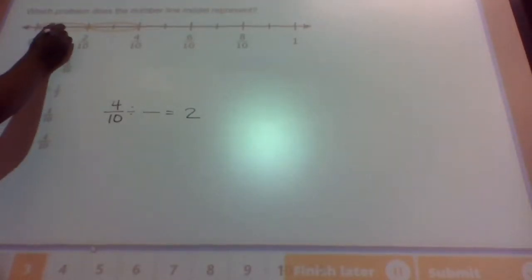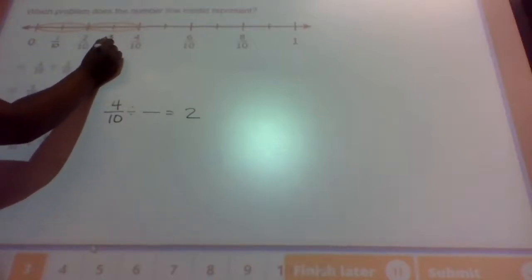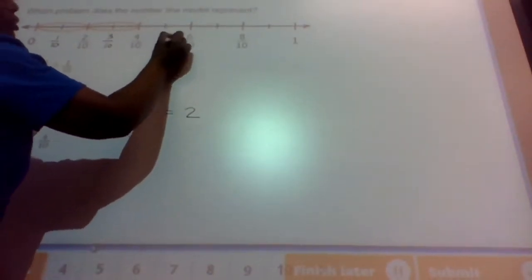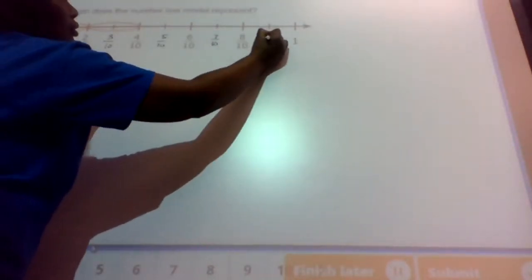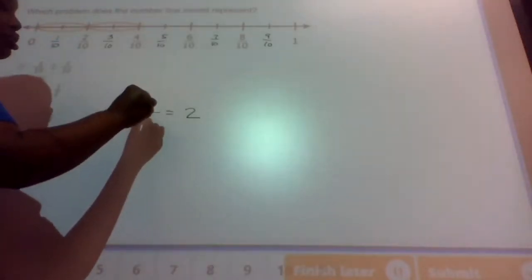So what fraction goes here? 1/10, right? What fraction goes here? 3/10. And then, right? So the bottom is broken into 10 parts, right? But how many do we circle to get our answer? 2 of them. So 4/10 divided by what? 2/10.